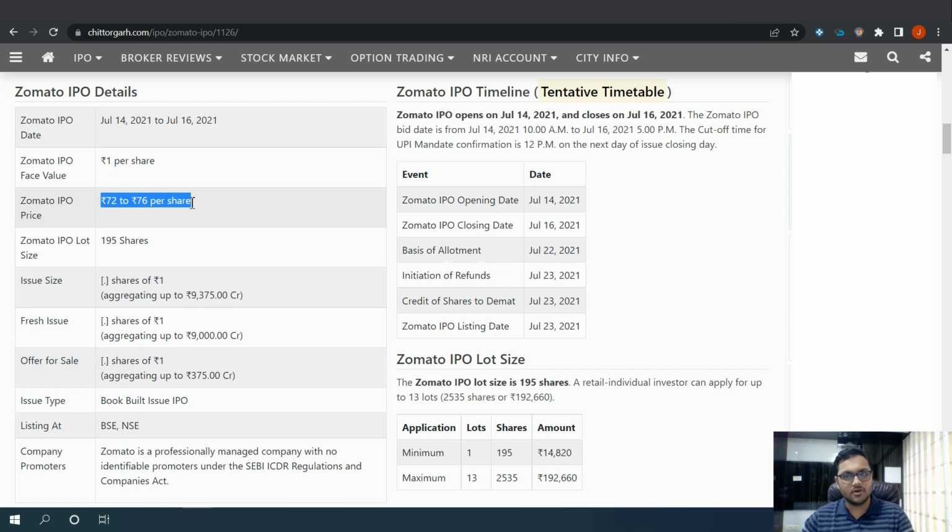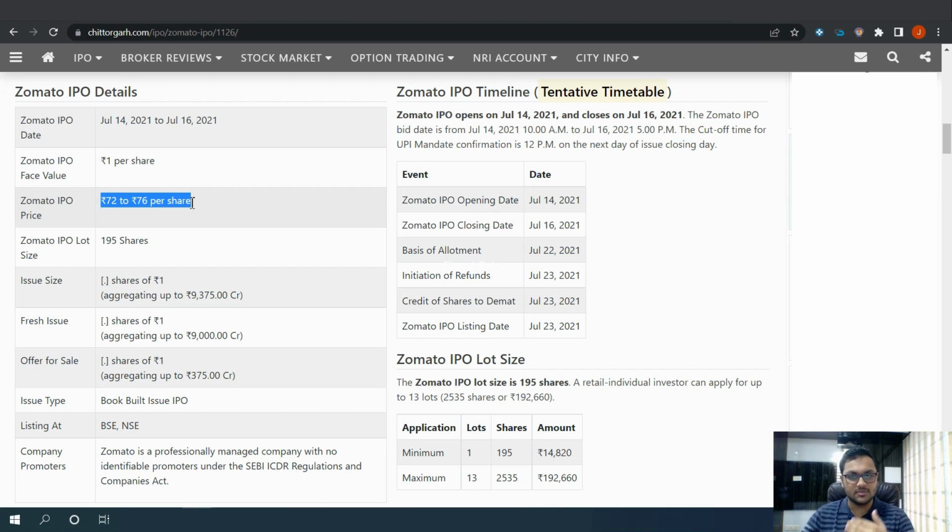In fixed price, they'll just give you the Zomato IPO price. If Zomato was a fixed price type IPO, they would give you Zomato IPO at 74 rupees per share. So in that you do not have a choice. If you want to apply for the IPO, you need to place a bid at 74 or else you can't apply, right? As simple as that. But here they are giving you a choice from a range from 72 to 76 rupees, right? So this type of issue is known as book build type issue.